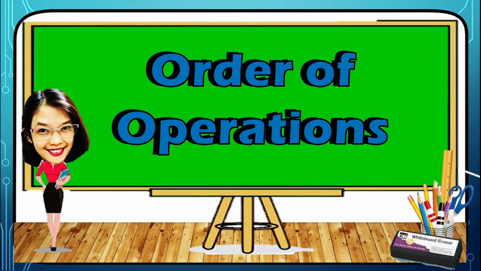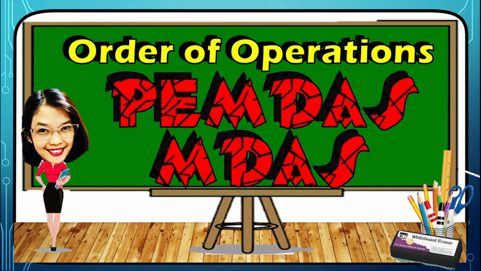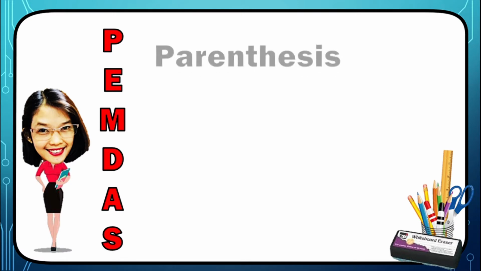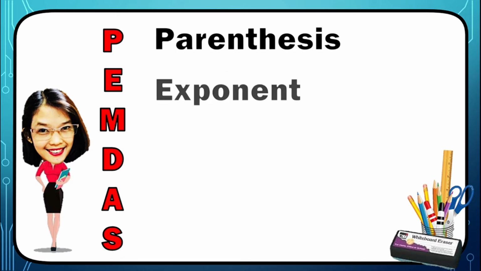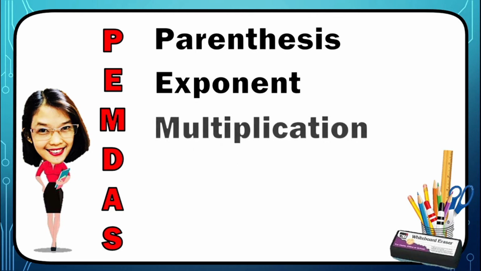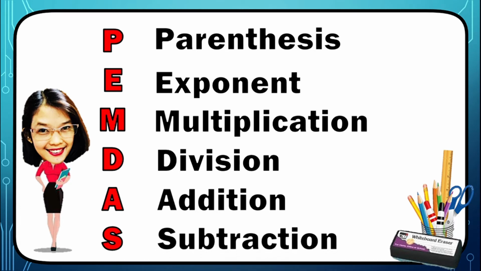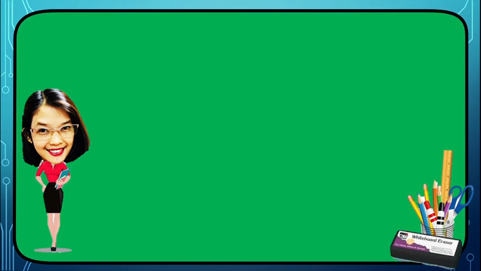This lesson is about order of operations. Well, I think you're already familiar with this. If you can still remember MDAS or PEMDAS, now this is what it is all about. P stands for parenthesis, E for exponent, M for multiplication, D for division, A for addition, and S for subtraction. So, let's take a look at the following examples.